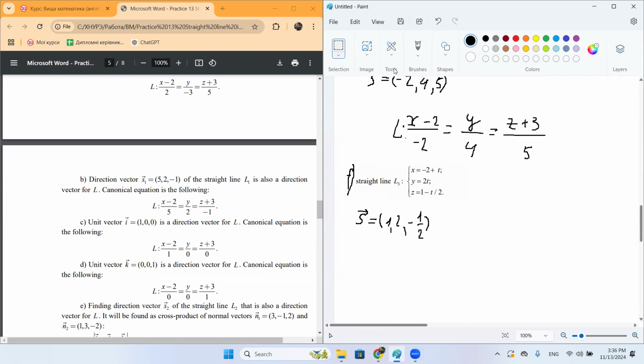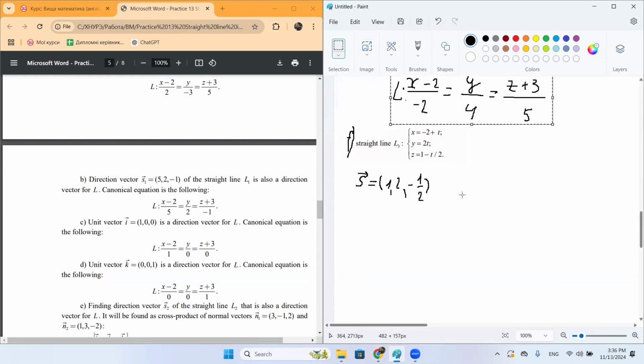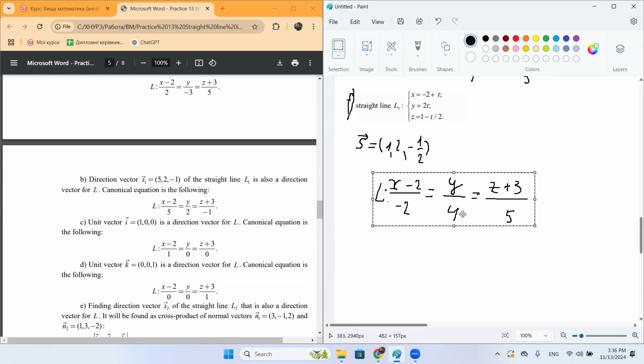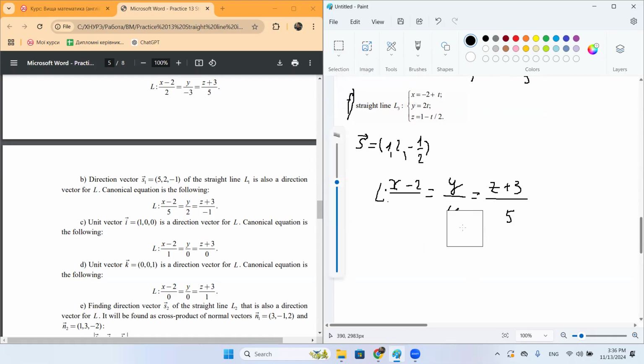By the way, we can also avoid fractions. Okay, let's write it just in this form, also modifying it. So here is 1, 2, and -1/2. So any questions about this task or no questions?